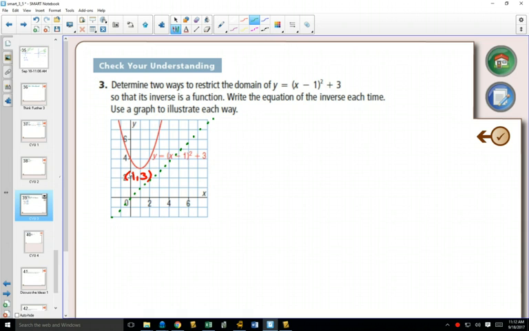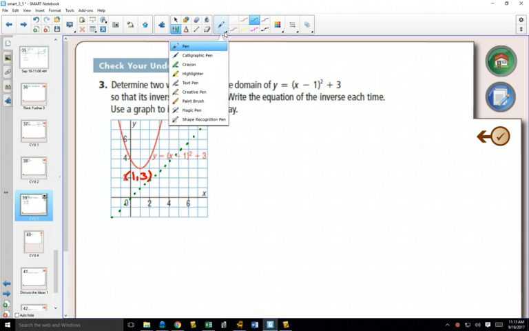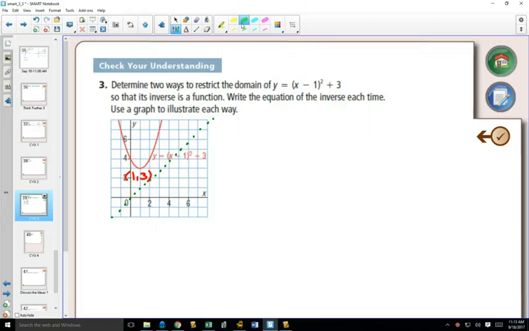This question is asking to determine 2 different ways that you could restrict it so that it would be a function. So just like we saw in our example before, with our parabola, if we want that parabola to pass the horizontal line test, we'd have to consider only half of it, either the left half or the right half. So I'm going to color code things here. I'm going to start by highlighting this half in green.